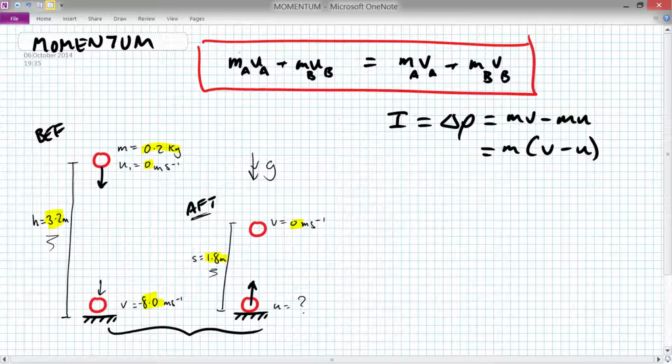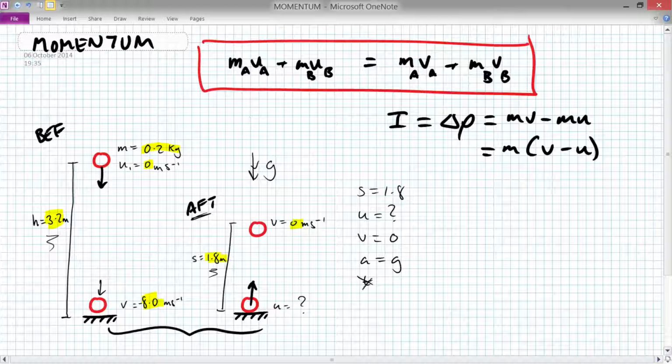So what do we have? We've got the distance s, which is 1.8 meters in height when it rebounds. The u, velocity just after the collision, is the thing we want. V as well, we know since it's at its highest point will be 0, it'll come to rest. And as always, a is equal to gravity, so minus 9.81. We don't have time, but we've got everything we need.